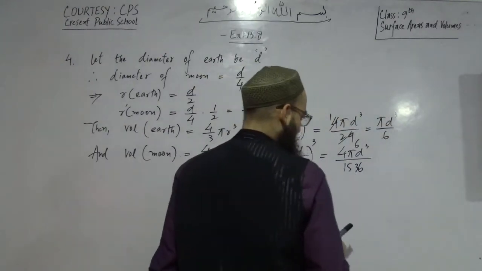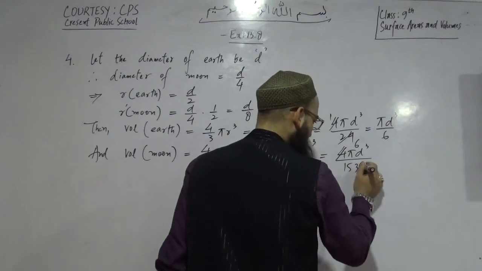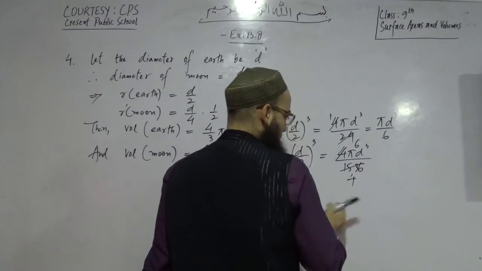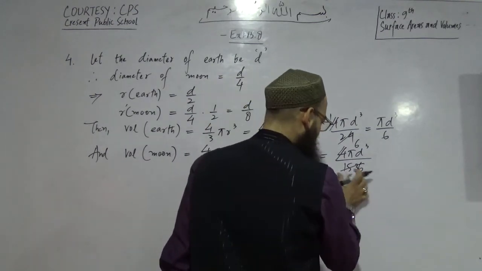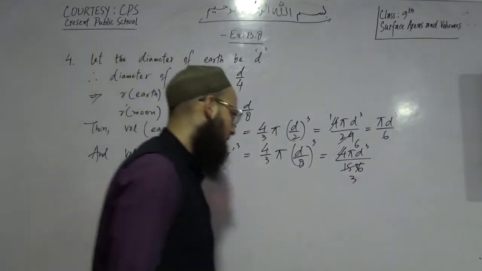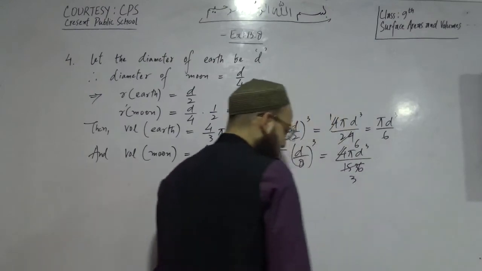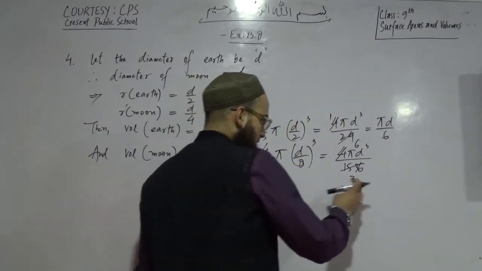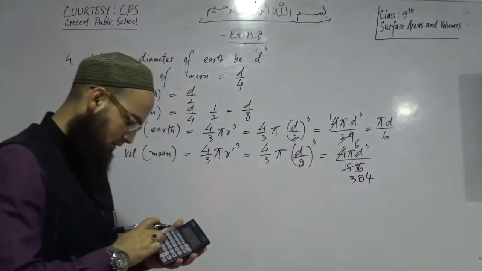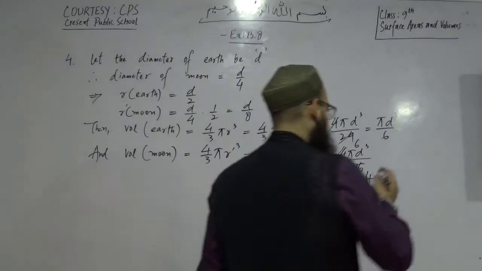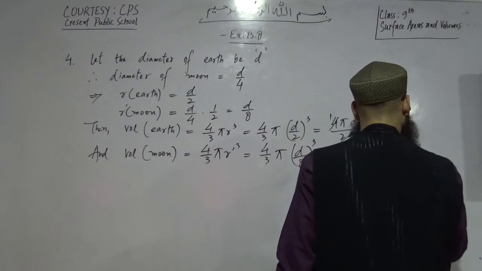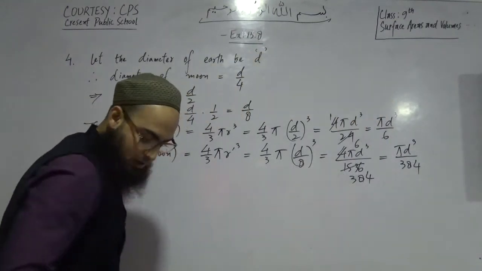1536. Then you can divide by 4: 4 3s are 12, 15, then 33, 4 8s are 32, 4 4s are 16, am I right? Divided by 4, that gives 384. So you'll get pi d cube by 384.